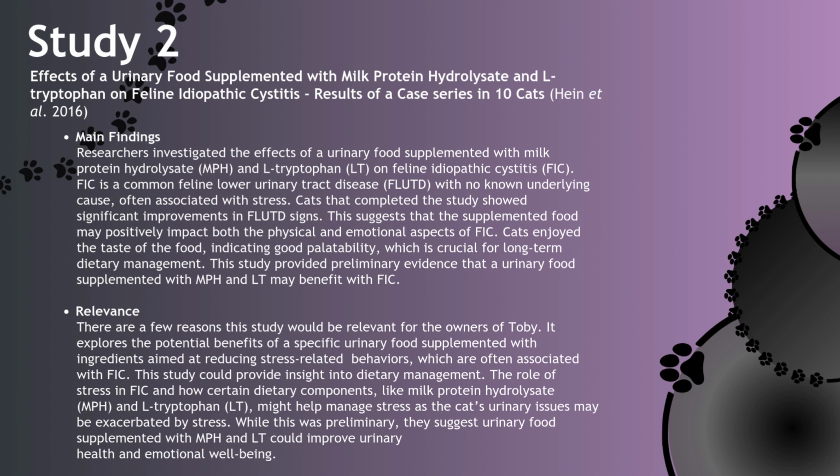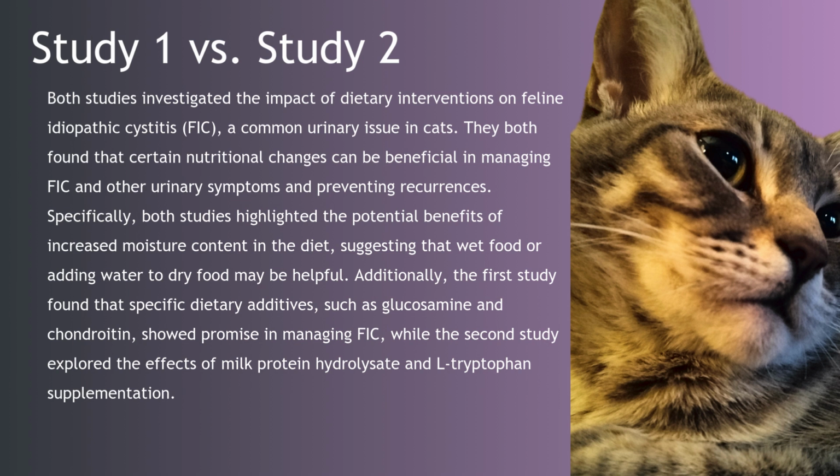This study could provide insight into dietary management, the roles of milk protein hydrolysate and LT might help manage stress, as the cat's urinary issues may be exacerbated by stress. While this was preliminary, they suggest urinary food supplemented with MPH and LT could improve urinary health and emotional well-being. Comparison of the two studies.